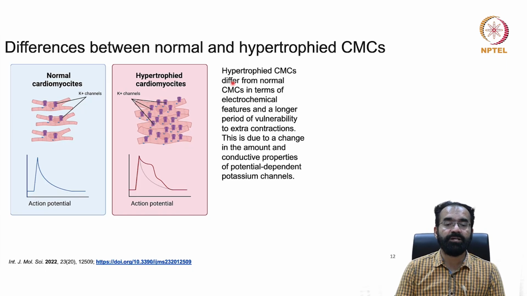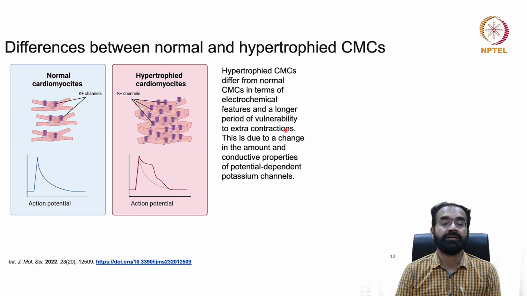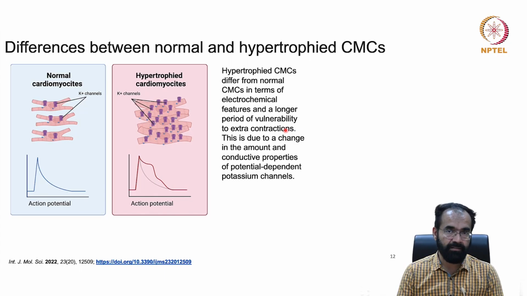So, differences between normal and hypertrophied CMCs. We know when an injury takes place, fibrosis can happen in the heart, which will be cleared in the case of regenerating zebrafish. But in the case of mammals, the fibrosis stays, and that can debilitate the contraction of the heart muscle.